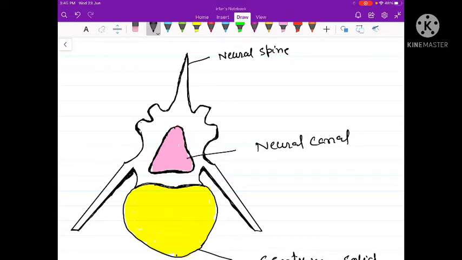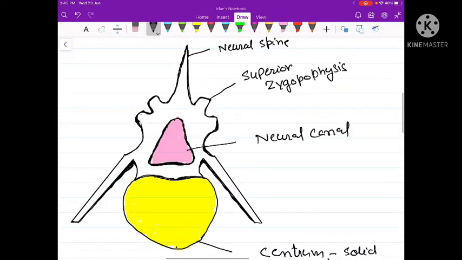Other processes that are present in the typical vertebra are bilaterally arranged. These include one pair of superior zygapophyses. So here is the superior zygapophyses, one on the right side and another on the left side. Similarly, there is also one pair of inferior zygapophyses. So this is the inferior zygapophyses.